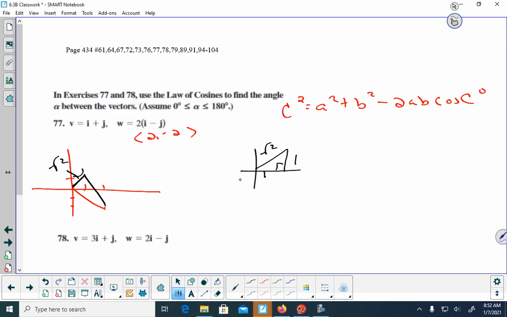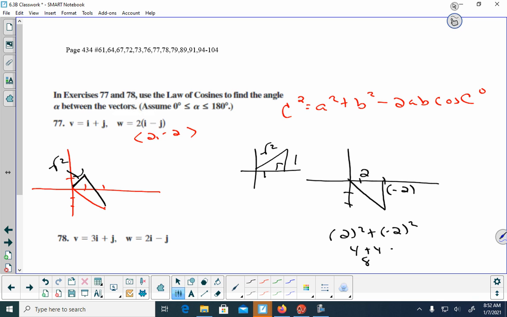This triangle here was 2, negative 2. So this side here is 2, this side here is negative 2. So when I do the Pythagorean theorem, we're going to do 2 squared plus negative 2 squared. So it's 4 plus 4, which is 8, which ends up being 2 times the square root of 2. So this is 2 times the square root of 2. So those are my two sides that I'm going to use.